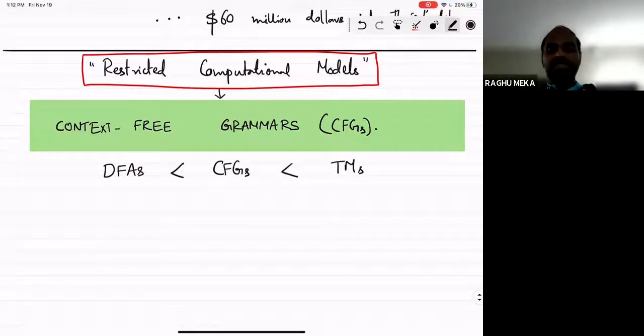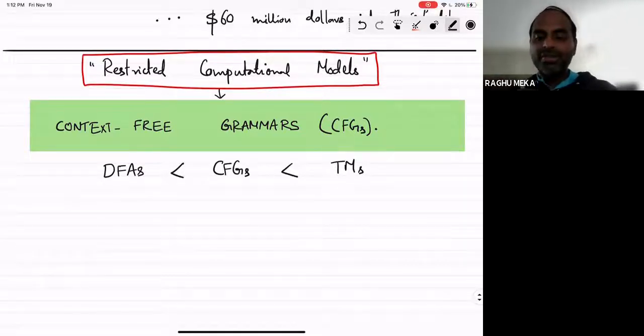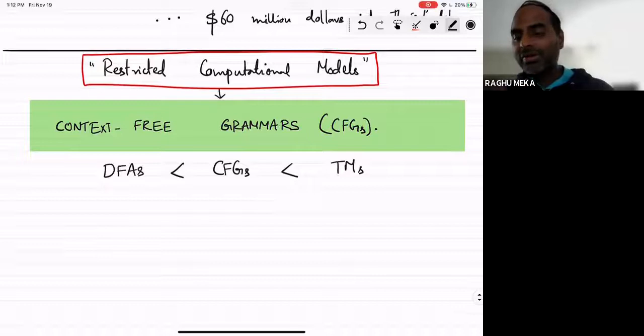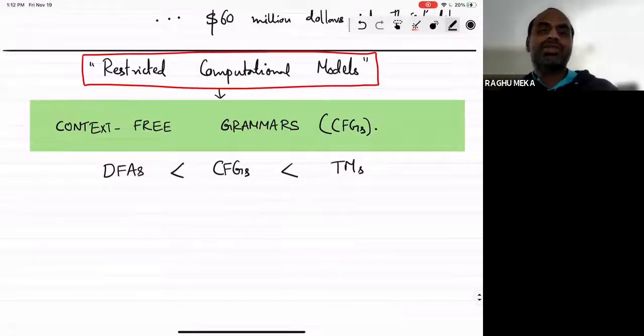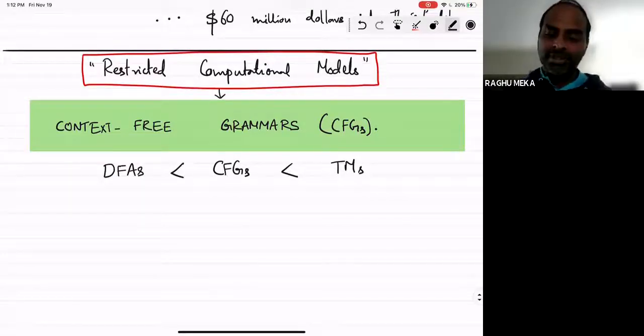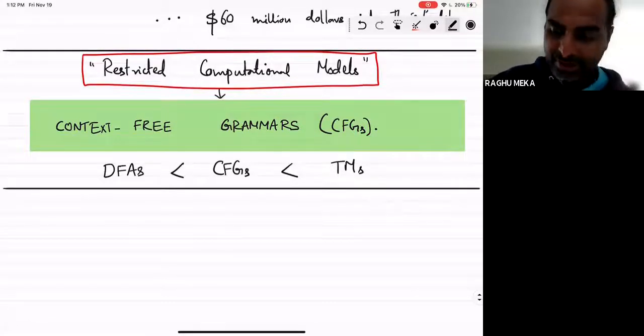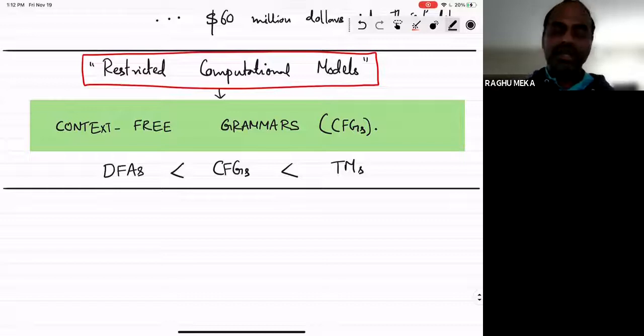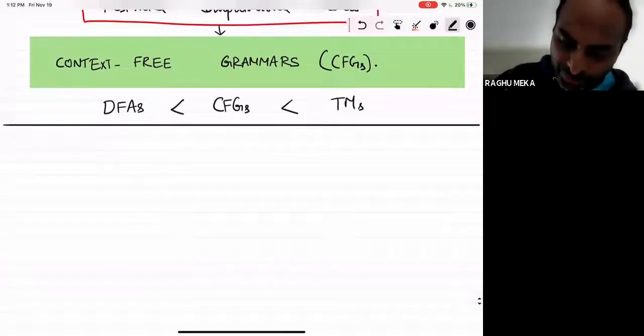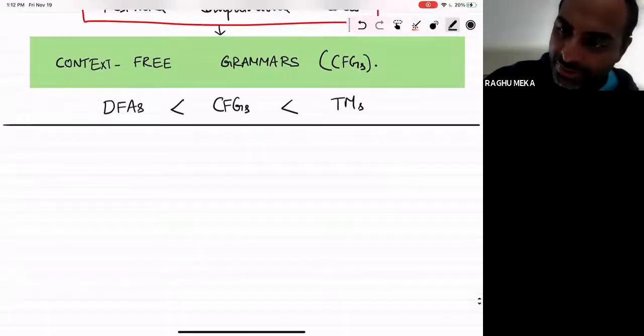Okay, so DFAs are the most primitive ones. They are going to be less powerful than context-free grammars, which are less powerful than Turing machines. All right. So with that, let me now define context-free grammars. It's also kind of a fun model to play with. Okay. So what are context-free grammars?